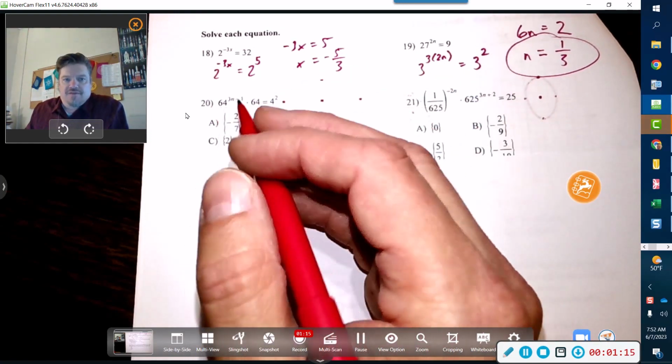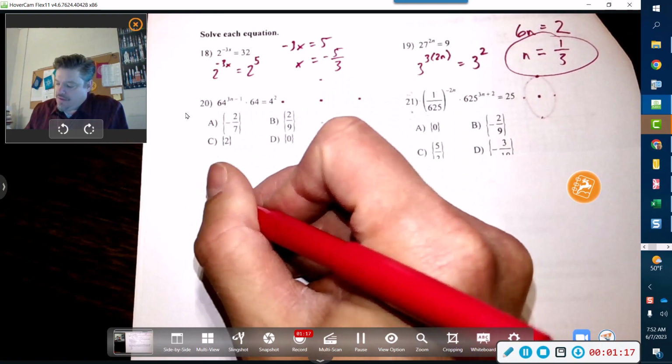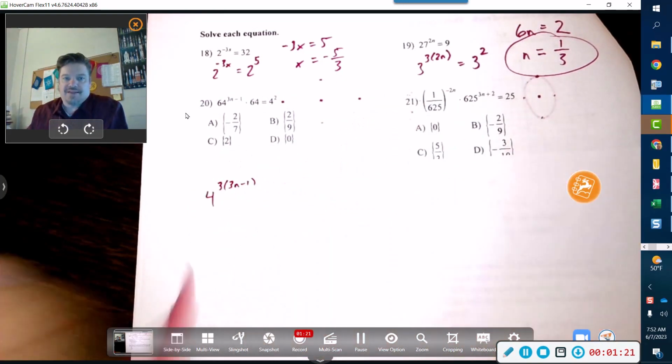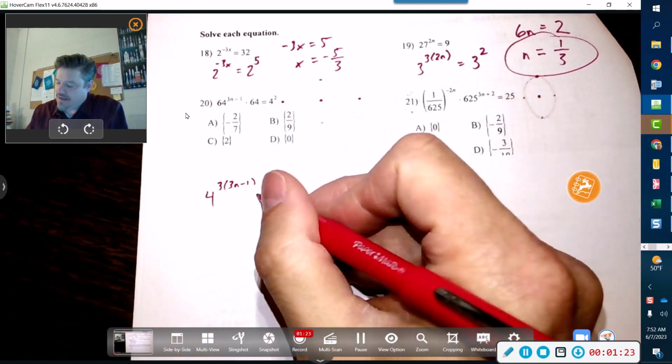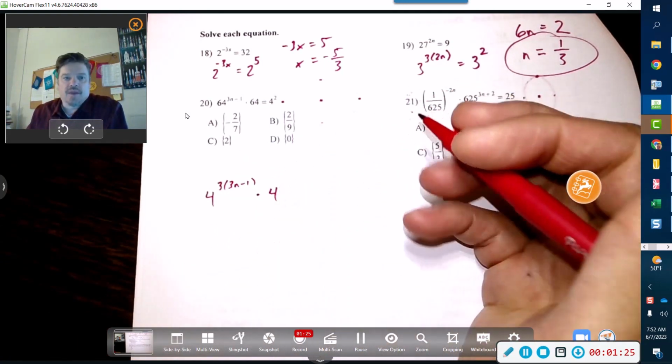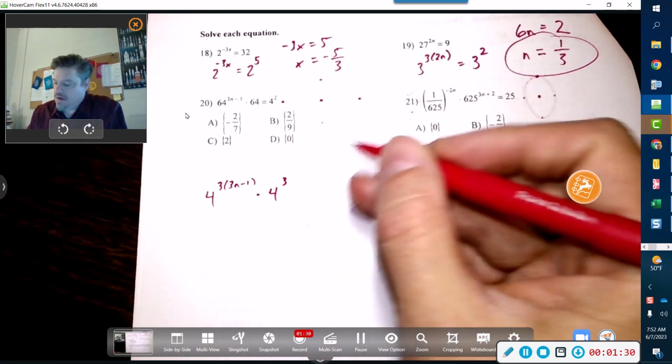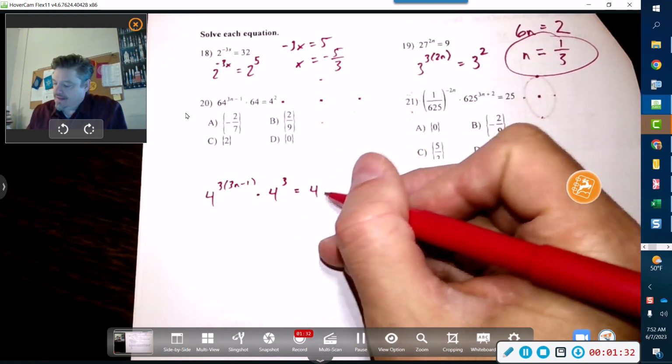64 is 4 to the third power. So 4 to the third power, but I've still got that 3n minus 1. So that's how you handle this. Multiplied by 4, and then 64 is to the third. And then that is 4 to the second.